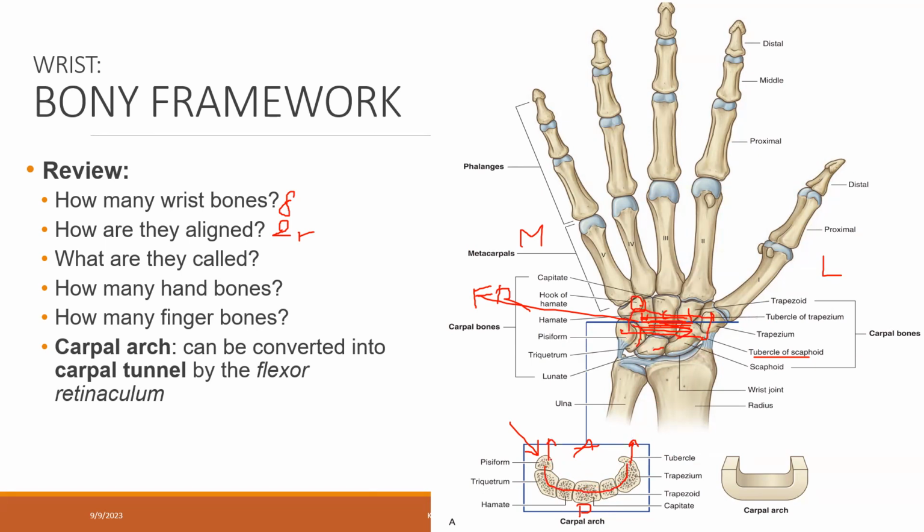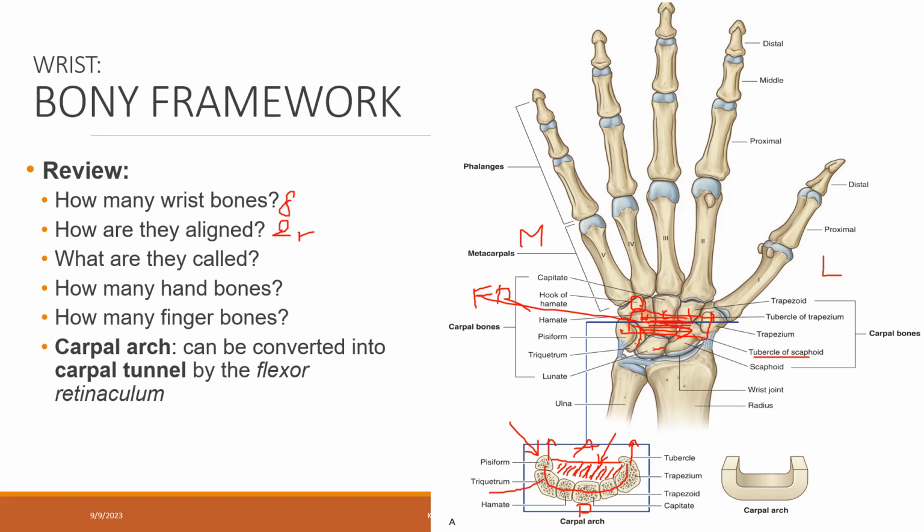Now, there is a structure that runs between those anterior projections from lateral to medial. What is this called again? Flexor retinaculum. Very good. The flexor retinaculum converts this carpal arch into what is called the carpal tunnel. You see that? That space right there is the carpal tunnel. The carpal tunnel connects the anterior portion of the forearm to the anterior portion of the hand, and structures have to go through that tunnel.